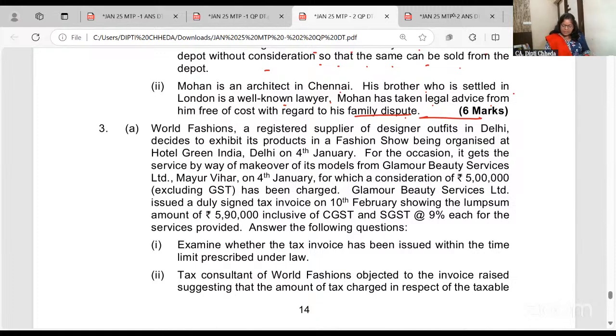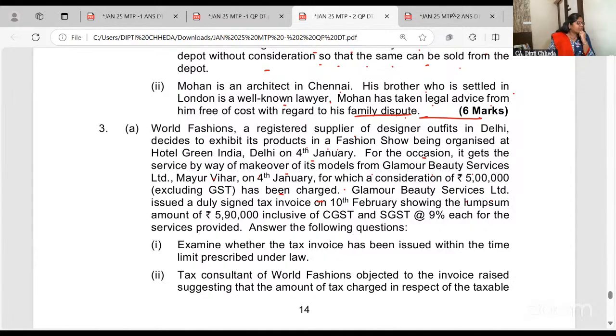World Fashion, a registered supplier in Delhi, decides to exhibit its product in a fashion show being organized at Delhi for the occasion. It gets the service by way of makeover from the models, and they charge. Examine whether the tax invoice has been issued within the time limit or not.